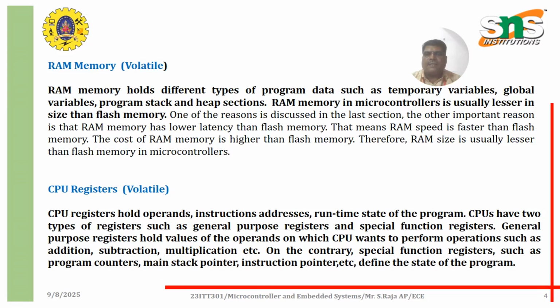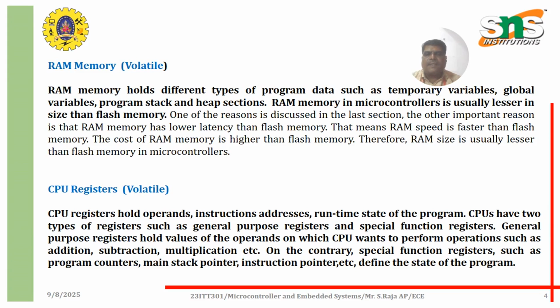CPU registers are the volatile type. A CPU register holds operands, instruction addresses, and the runtime state of the program. The CPU has two types of registers: general purpose registers and special function registers. When I discussed the architecture of the 8051 microcontroller, I clearly explained how these general purpose registers and special function registers are used inside the 8051 microcontroller. If you have any doubt, I will give the link to that video.